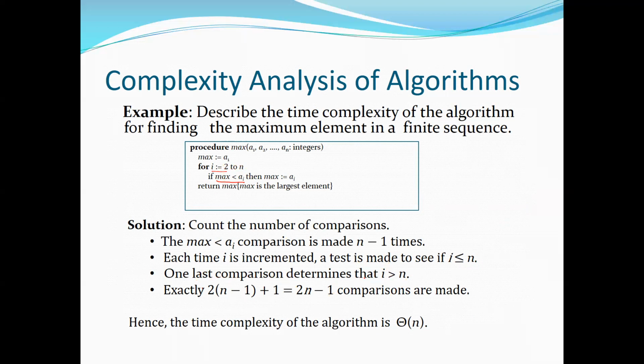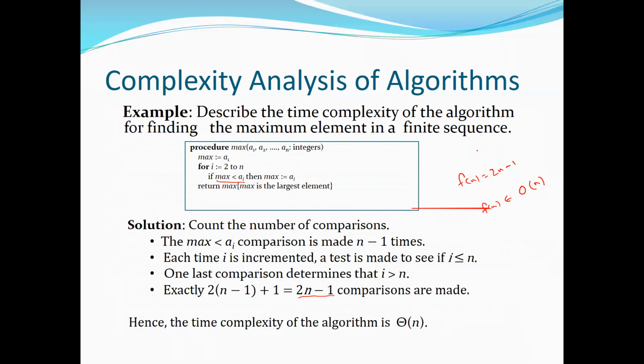So exactly what happens: n minus 1 comparisons for checking max less than a_i, and n minus 1 comparisons for i less than or equal to n. So 2 times n minus 1 comparisons are required, plus one extra comparison for terminating the loop. So 2n minus 1 comparisons are made to execute this loop. So f of n is 2n minus 1. And you can see which class this f of n belongs to: f of n belongs to big O of n, where n is the g of n.